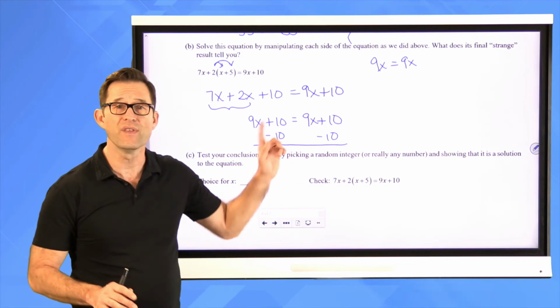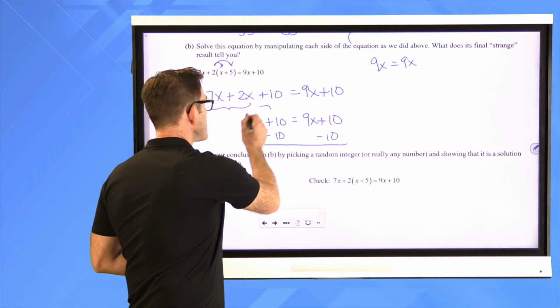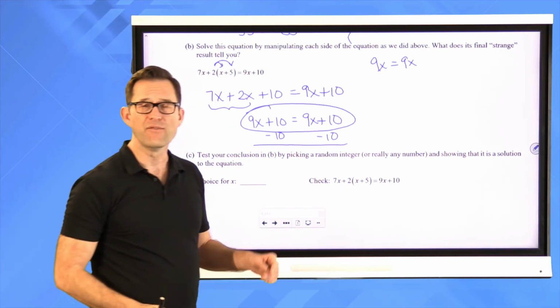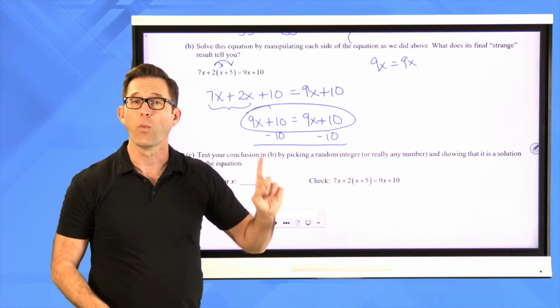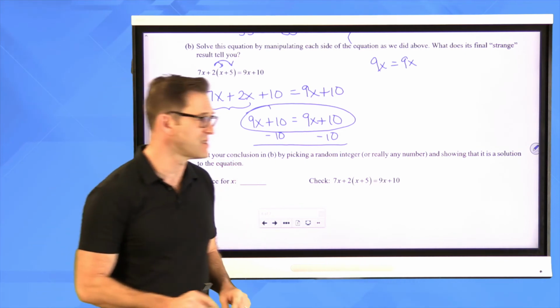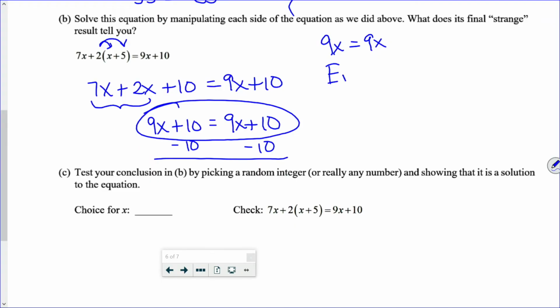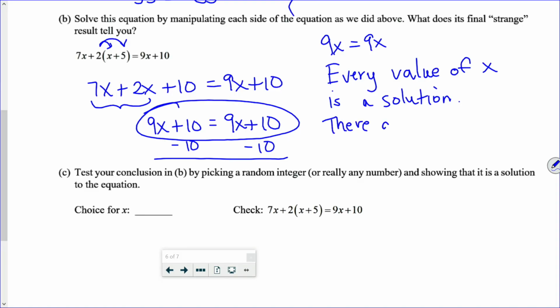The point is, this weird result, which we really could stop once we got right here. If you ever have an equation that says, hey, this expression is equal to itself, then what that tells you is that every value of x is a solution. Every value of x is a solution. It also means that there are an infinite number of solutions.